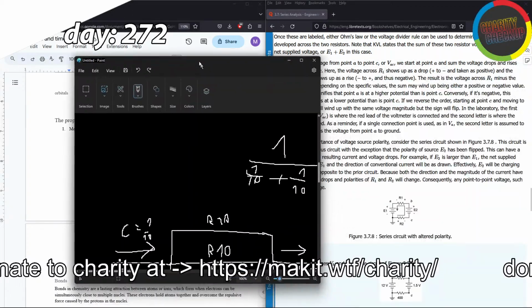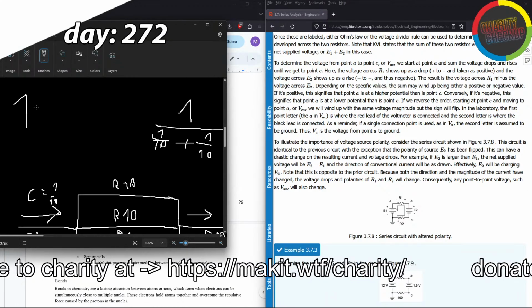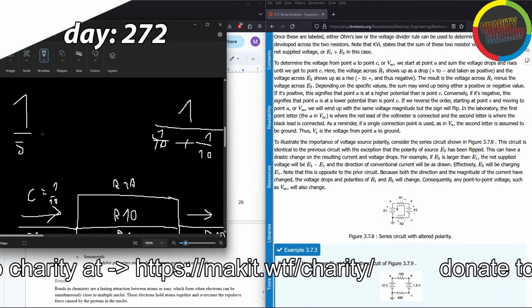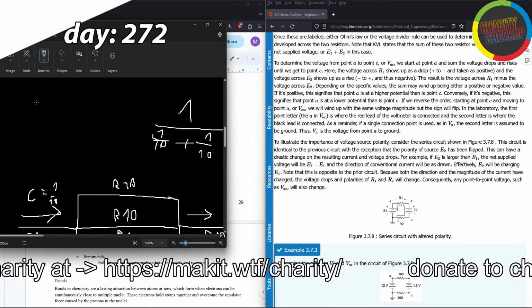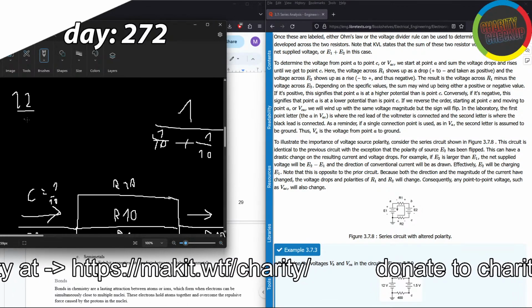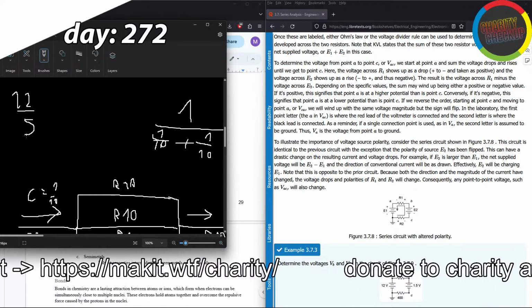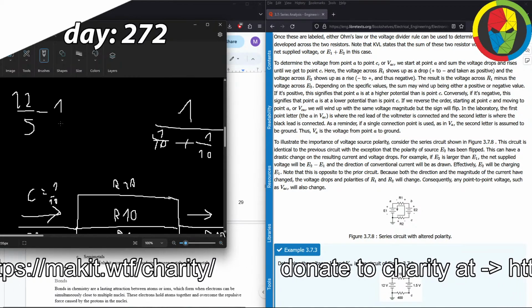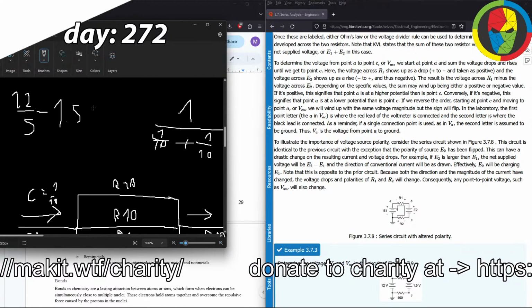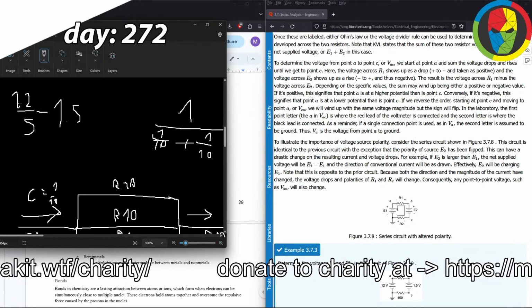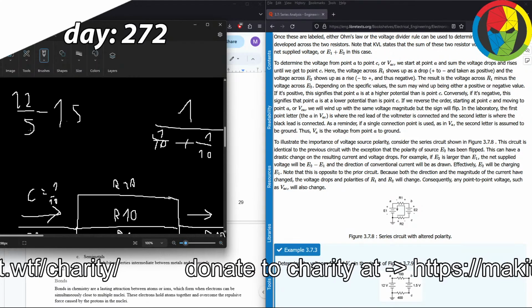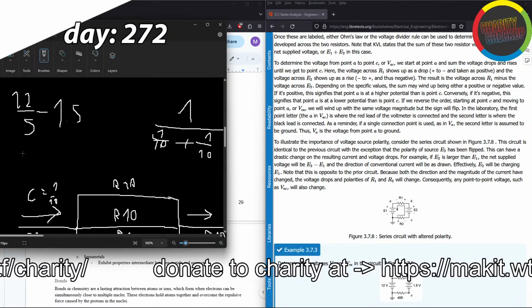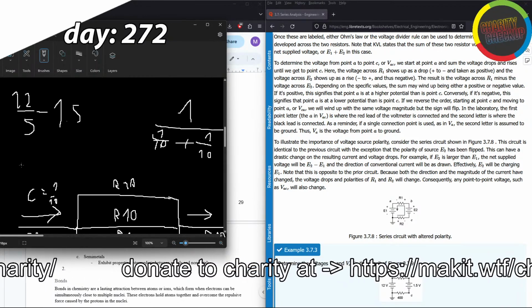Paint. 1/5, so 12/5, but basically 12/5 minus 1.5, which would be 2/5. That would be 2.4, so it would be 0.9.